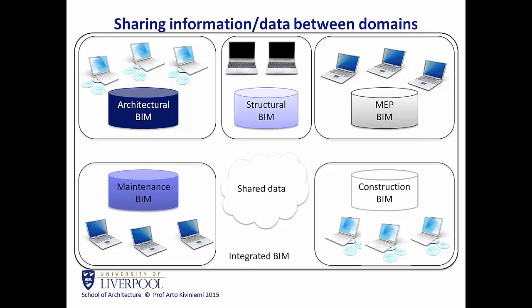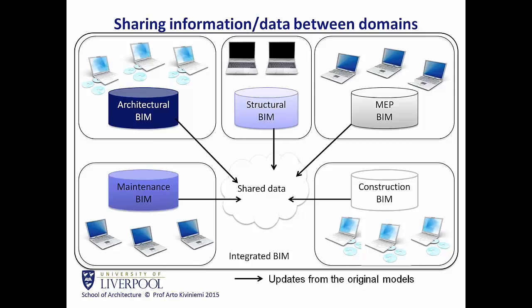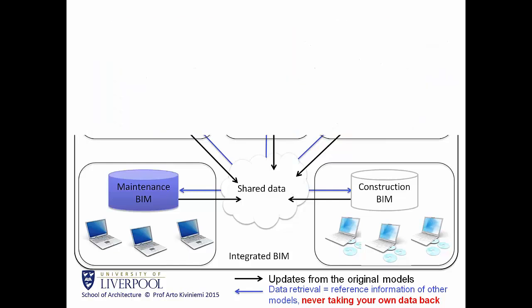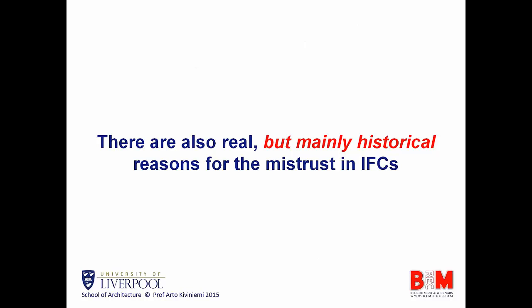So when I take the image that I had earlier, the idea is that we are updating the shared model from our native models, and we are never taking back our own information. Data retrieval is only for reference information from other models, but never our own. And if this is understood, then IFC's usability is understood correctly, and I said that you can use it there. Also, historically there have been quite a lot of problems with the IFC exchanges.